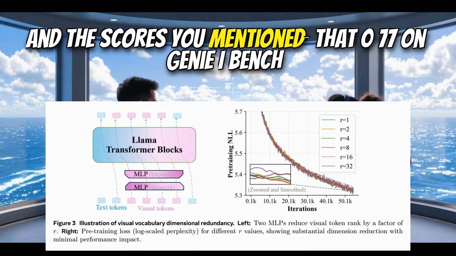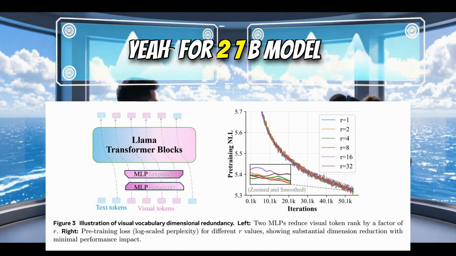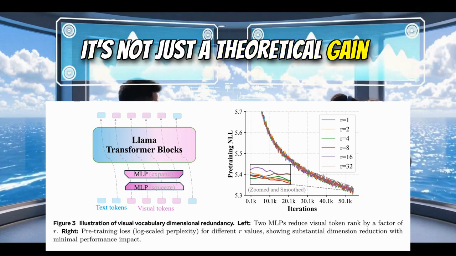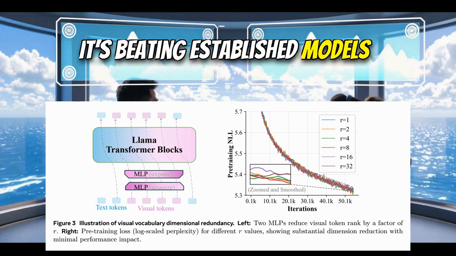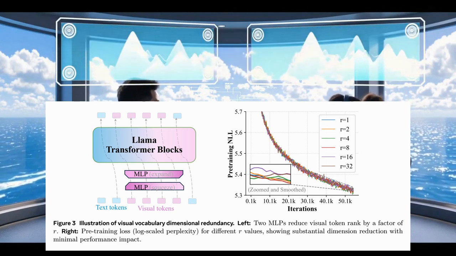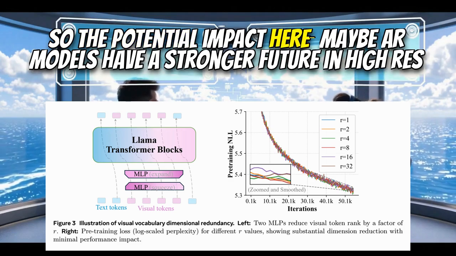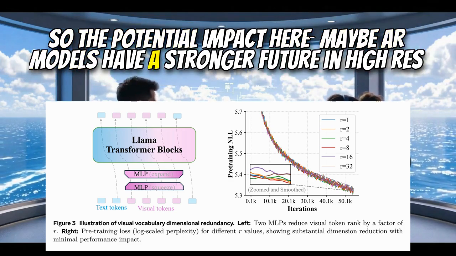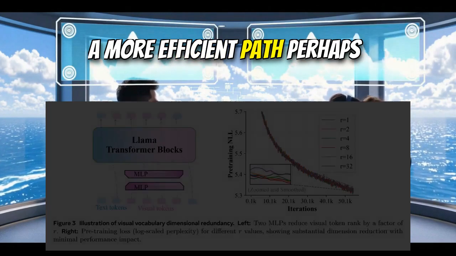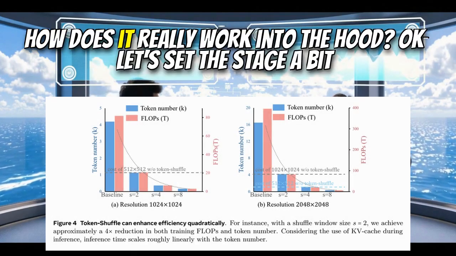Exactly. And the scores you mentioned, that 0.77 on GenAI Bench. Yeah, for a 2.7B model. That really shows it's working. It's not just a theoretical gain, it's beating established models. And the human evals preferring it for text alignment and appearance. That's key. So the potential impact here: maybe AR models have a stronger future in high-res image gen than we thought. A more efficient path, perhaps. Could be. It definitely warrants a closer look at the mechanics. How does it really work under the hood?